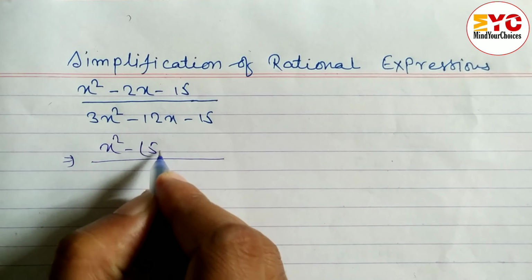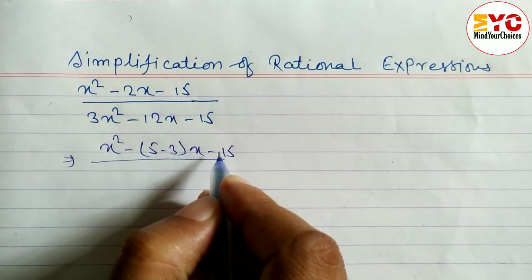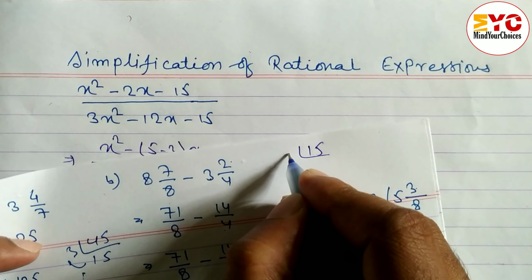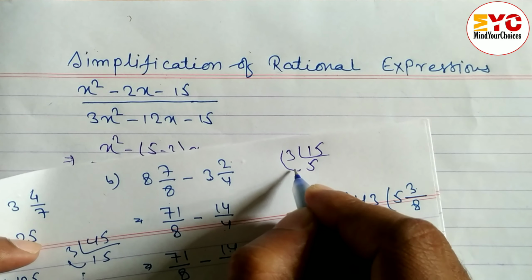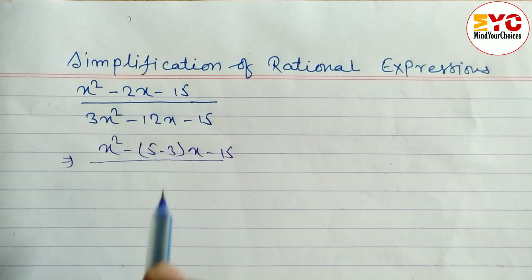I will show you here. The factors are 5 and 3, x minus 15. If you don't know, let's do it like this. First of all, we take 15, so 3 5s are 15, and when you subtract these two numbers 5 and 3, we get 2. So what are the factors? 5 and 3. So you can do it like this.